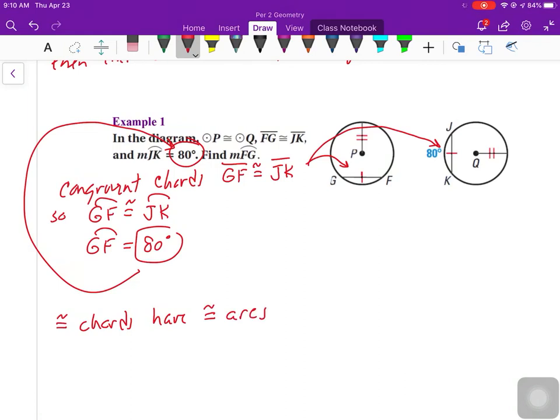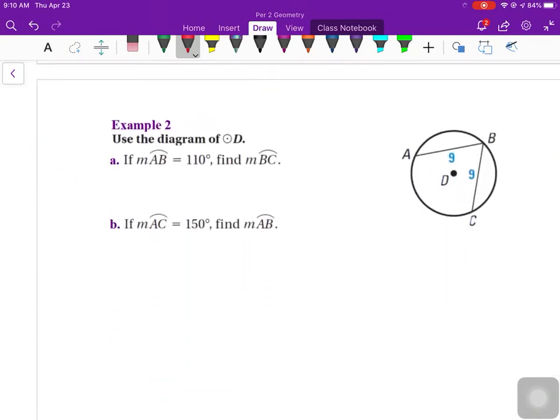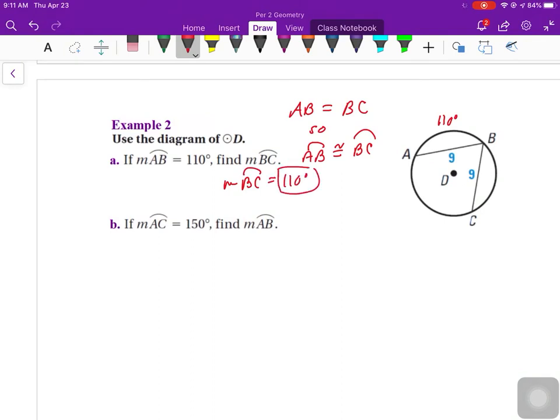Now that was pretty straightforward. Let's try another application of this concept. When you look at this diagram, we can see that we have congruent chords. AB is equal to BC. So, arc AB will be congruent to arc BC. If arc AB is 110 degrees, then the measure of arc BC will be 110 degrees.